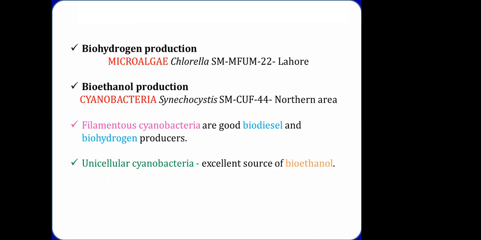So for the biohydrogen production, microalgae Chlorella showed the highest amount of the hydrogen. However, the bioethanol was obtained in the maximum amount from the Cyanocystis, which is a type of cyanobacteria. So if we summarize these results, filamentous cyanobacteria are good biodiesel and biohydrogen producers. They have the ability to produce these two types of biofuels in a better amount. However, unicellular cyanobacteria is a good source of bioethanol production.